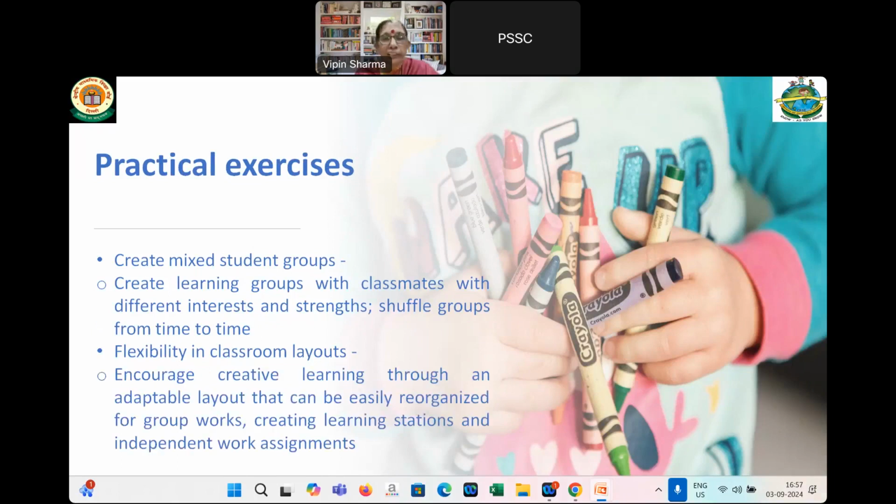Encourage creative learning through an adaptable layout that can be easily organized. Creating learning stations. Learning stations make me say, okay, let's go to the field today. We'll study over there. Take them to the field. Let them sit under the tree. Let them sit on the field and start teaching English. They will love that. The idea is to make the classroom learning.